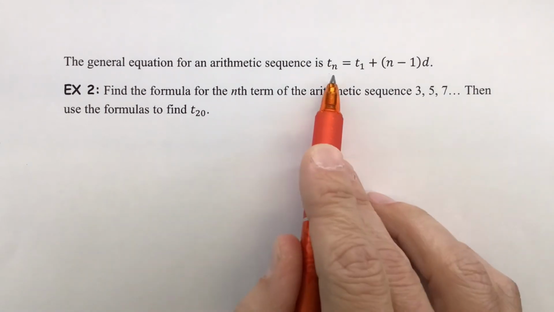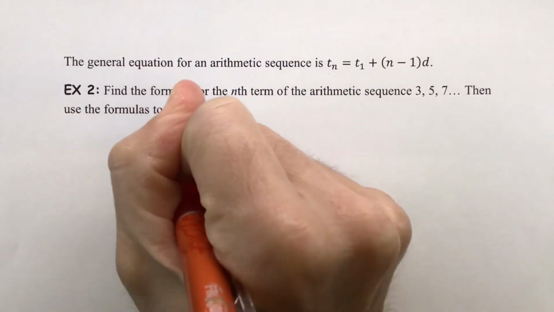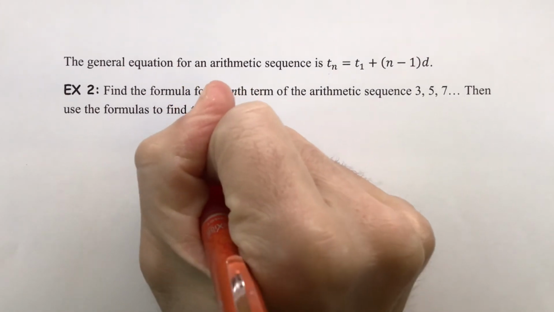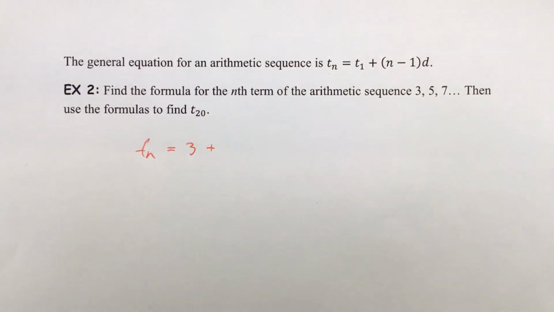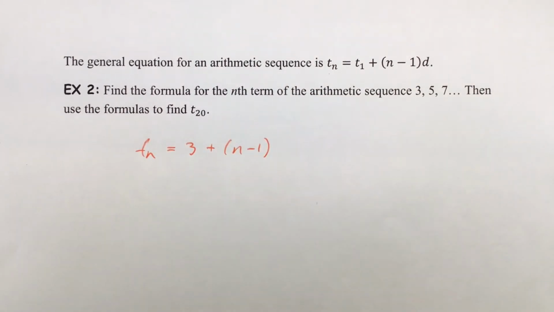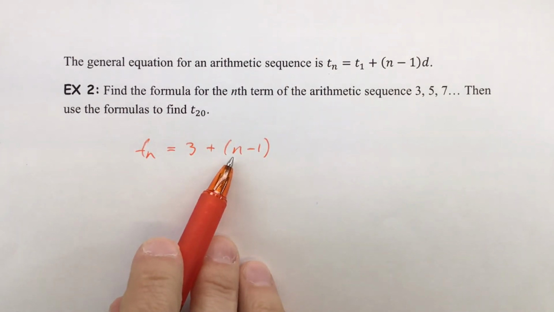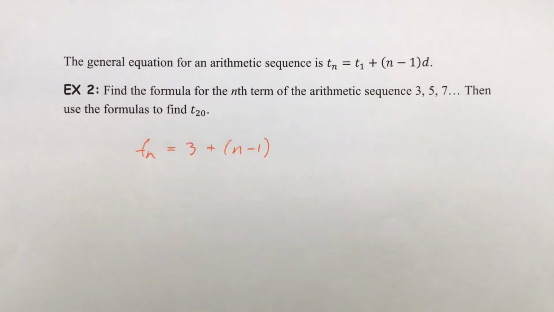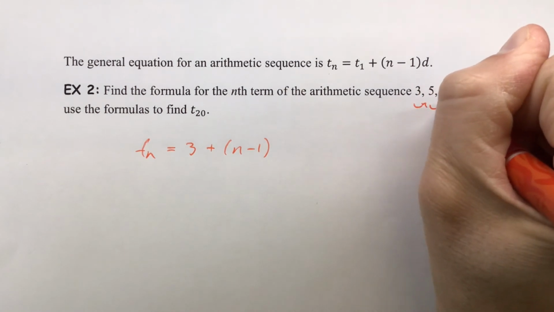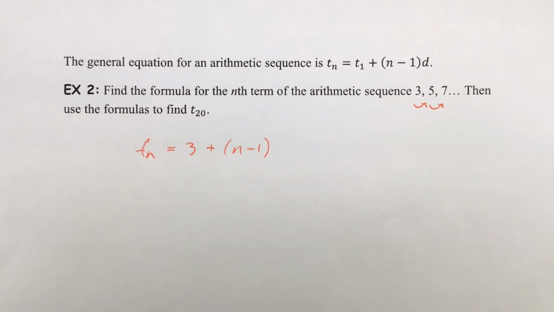Okay, from the formula here, we need to know the first value, which is 3. So that'll be your T1. Plus n minus 1, okay, so that part varies depending on the term that you want. In our case, it's going to be the 20, multiplied by the d value. The d value is going to be the common difference that we see here, which is going to be a positive 2.